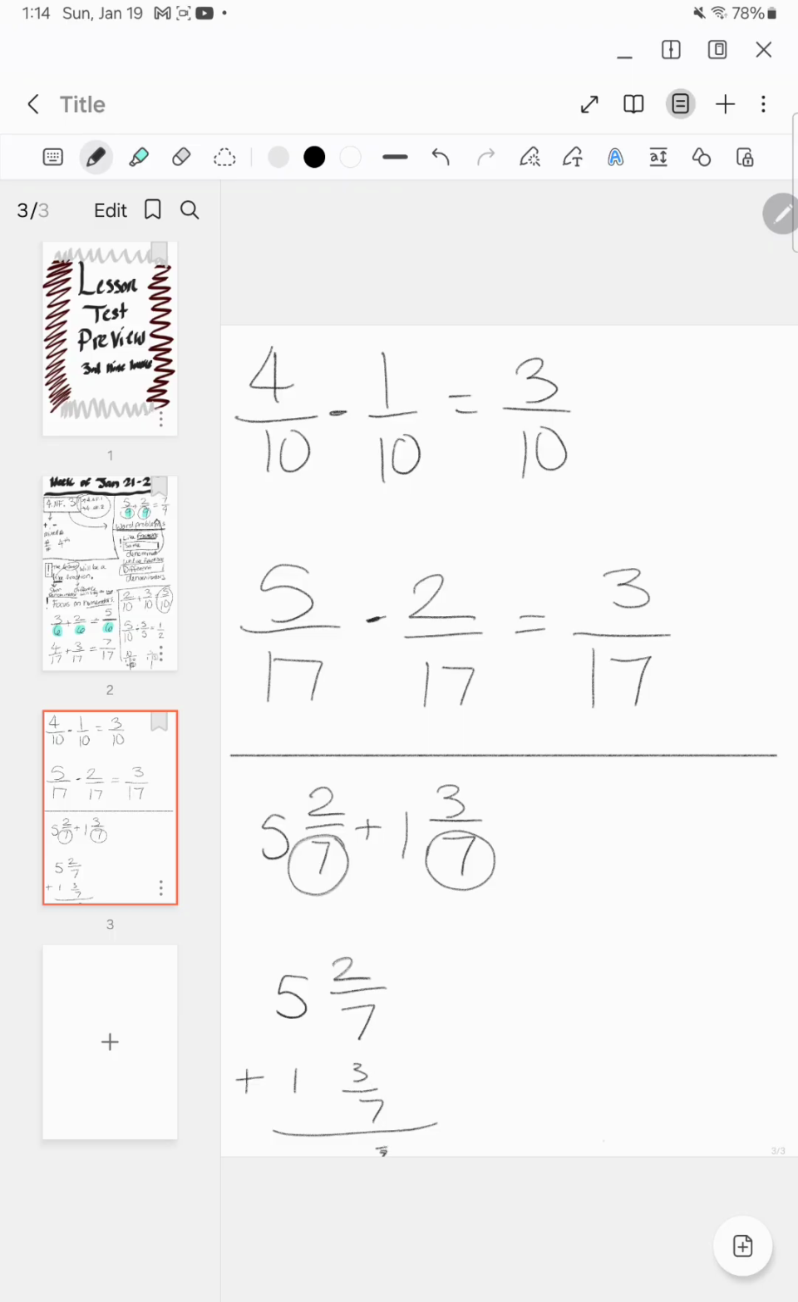Okay. And so let's just do whole to whole. So 5 plus 1 is 6. And then you just do your numerators. 2 plus 3 is 5. So the answer is 6 and 5 sevenths.